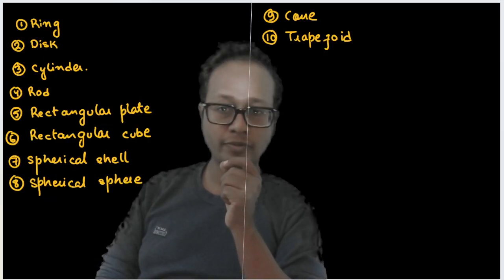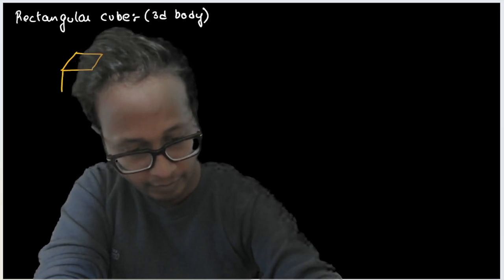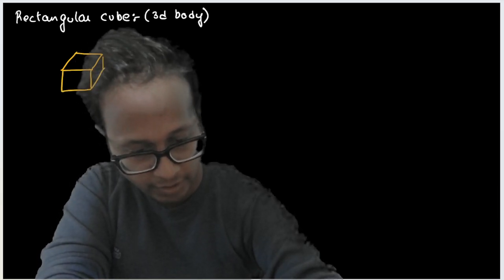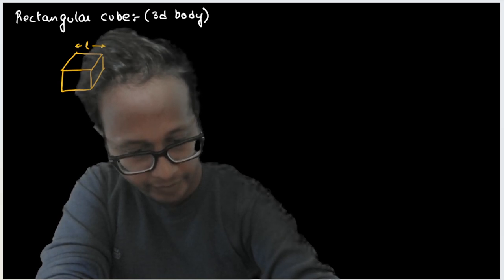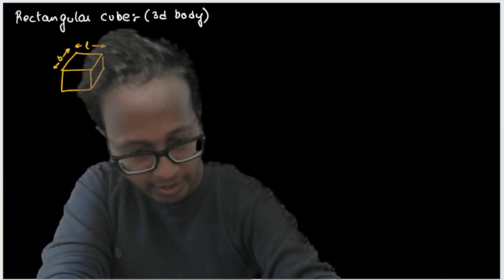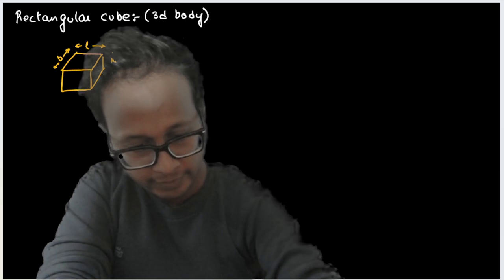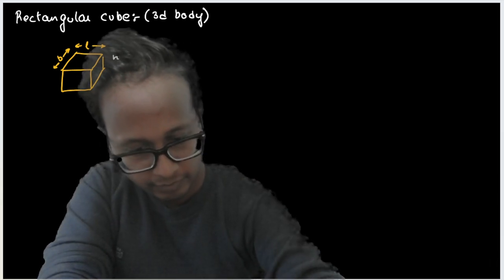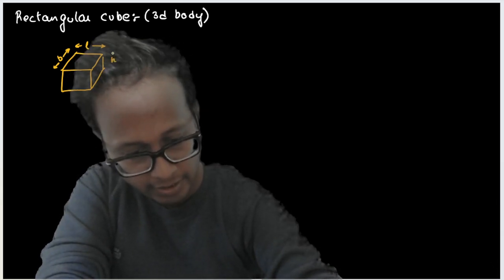Now the next part of the problem, the rectangular cube. A rectangular cube is a 3D body. 3D body means the perpendicular axis theorem is not applicable out here, although the parallel axis theorem is definitely applicable. So this is a cube. Let the length of the cube be L, the breadth be B, and the height be H. Let's say this is the height of the cube.